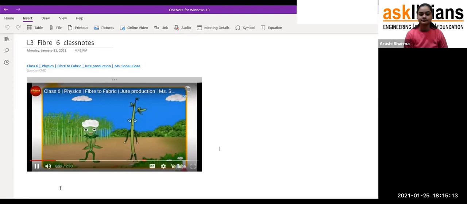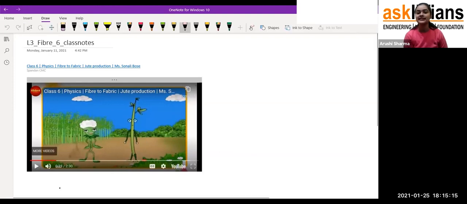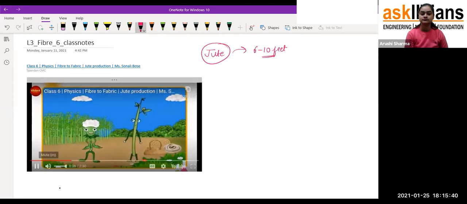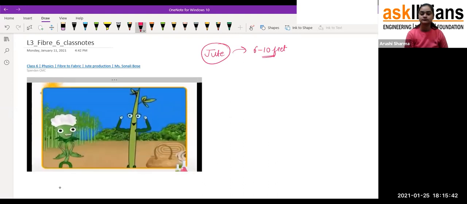Jute bags, rope. See students, just remember this thing that the jute plant grows from 6 feet to 10 feet. Mats, etc. are all made of jute. Jute, like cotton, is a plant product that is a natural fiber. Jute as a fiber is very strong and can be used to make sacks for packing and storing grains.